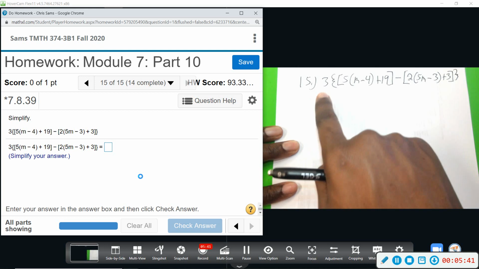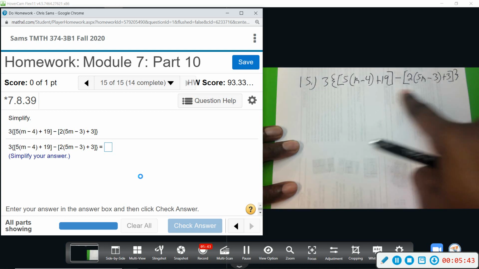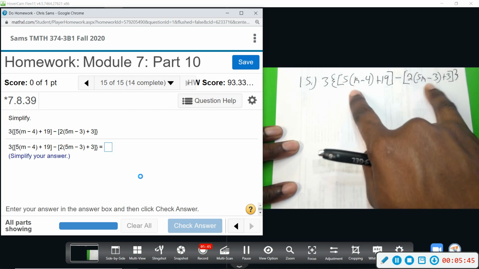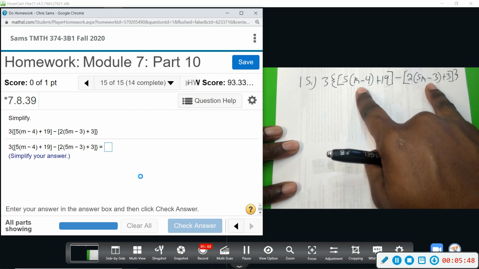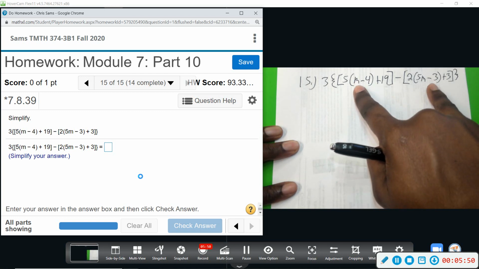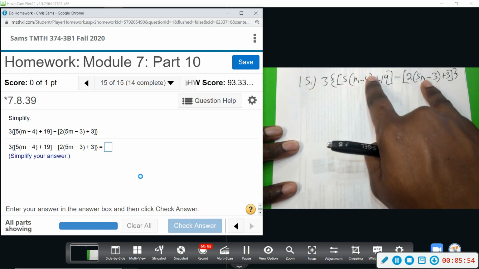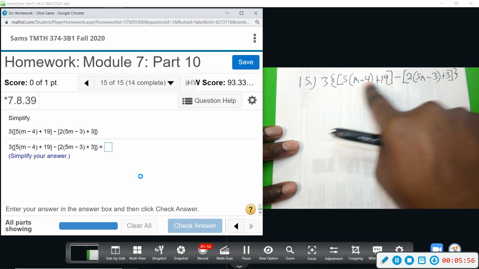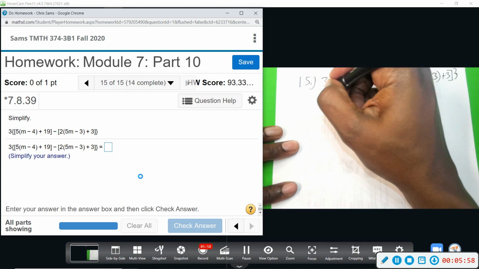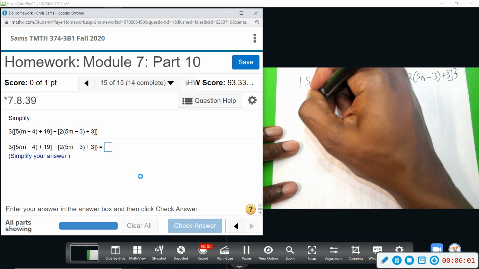All right, so this 3 on the outside means the final answer is going to get multiplied by 3. We have 2 square brackets. That's the only thing that's different. So it's just like the last problem. We have these 2 square brackets that we have to take care of. We do parentheses first, distributing, simplify, and then at the end we're going to multiply by 3. All right, so that 3 is going to just follow me throughout the whole problem.